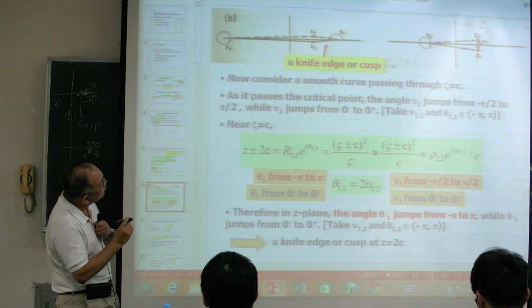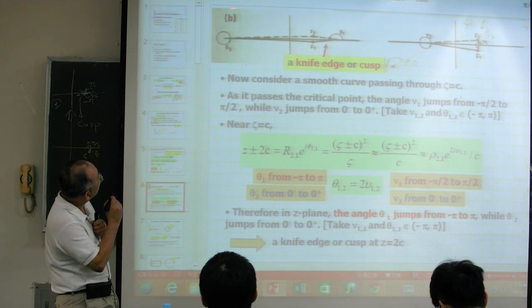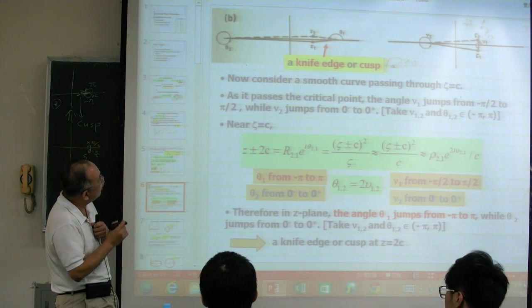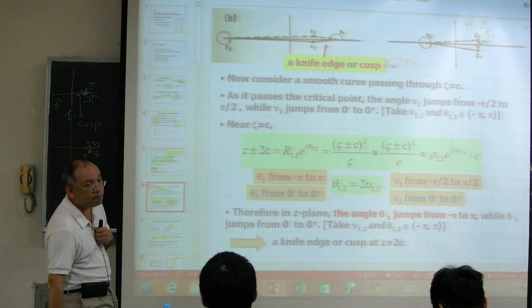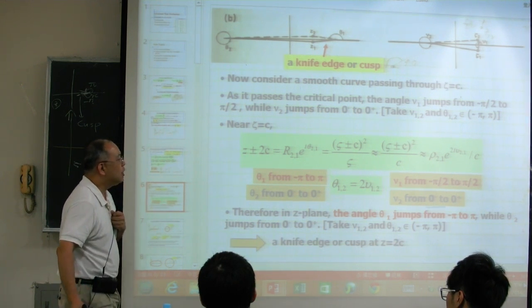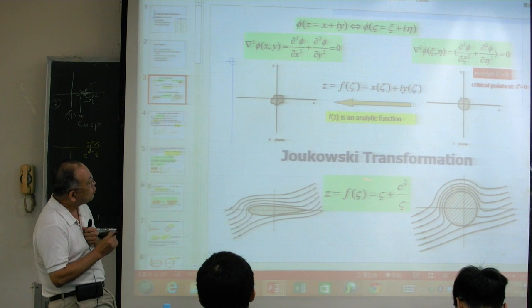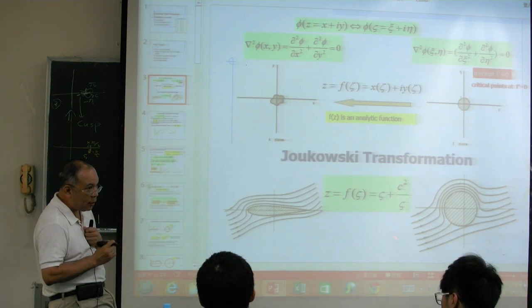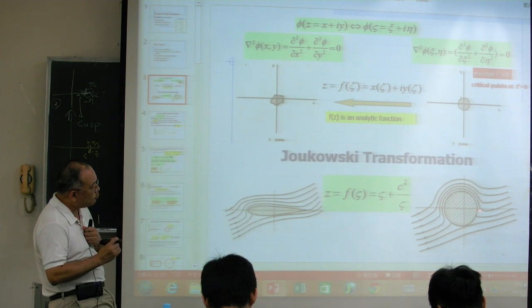So this is a cusp. When you have any smooth curve passing through our critical point in the Z plane, according to the formula we just described, the geometry will change to what? It will change to a knife edge or the cusp. So this is a very good property for us, because as you can see, through the Joukowski transformation, we like to transform a smooth curve. For example, flow over a cylinder is always a smooth curve. And if this smooth curve passes through our critical point, what happens? You will generate the cusp here.